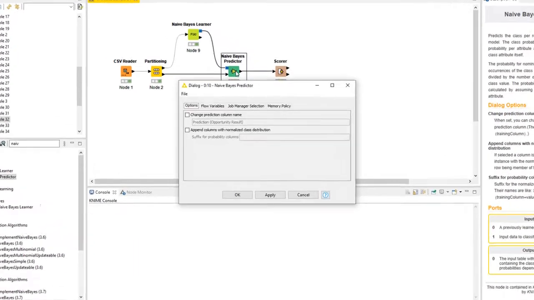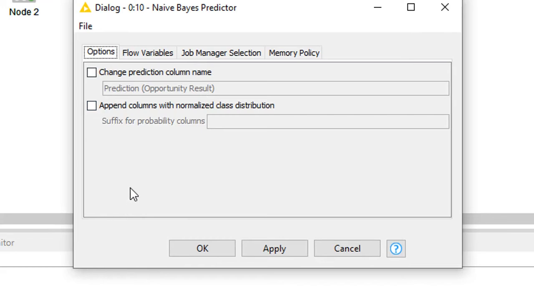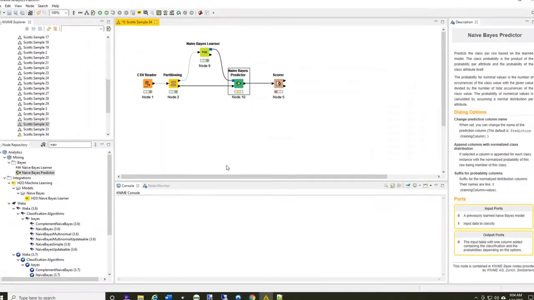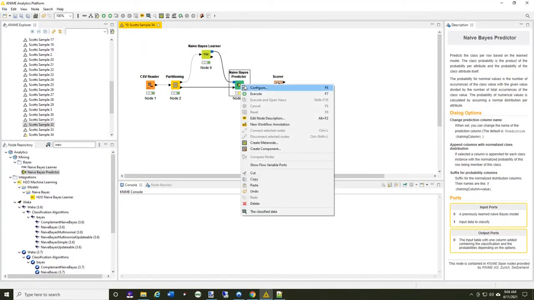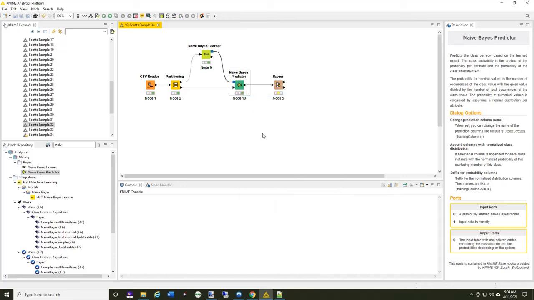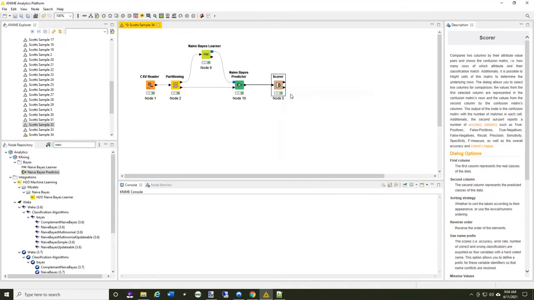So let's go ahead and configure this, and I don't have anything to change here. I'm fine with the opportunity result prediction will come through, and if I want, again, I can append the distribution class to it, and I'll execute this. And now, when it comes to scoring, I'm going to point you back to chapter 59 on scoring on decision trees, because I walk through scoring in a very detailed way. So I'm not going to repeat that with each data mining technique.